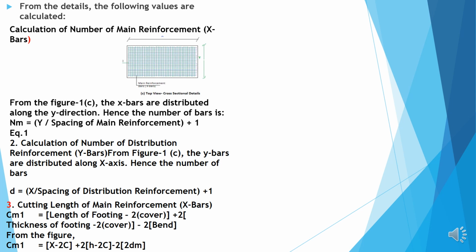Cutting length of the main reinforcement x bars, that is cm1, is equal to length of the footing minus 2 covers plus 2 thickness of the footing, that is cover at the top and bottom, minus 2 bends. From the figure, what I derived is cm1 is equal to x minus 2c plus 2h minus 2c minus 2dm. You can remember what dm means, I described it already.